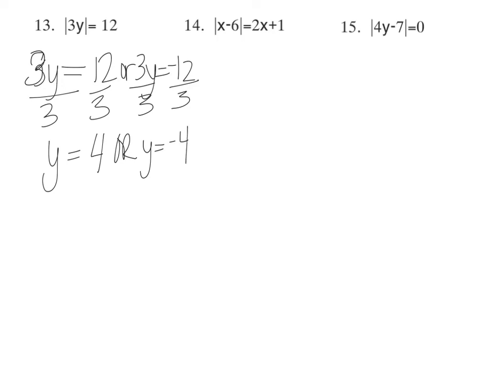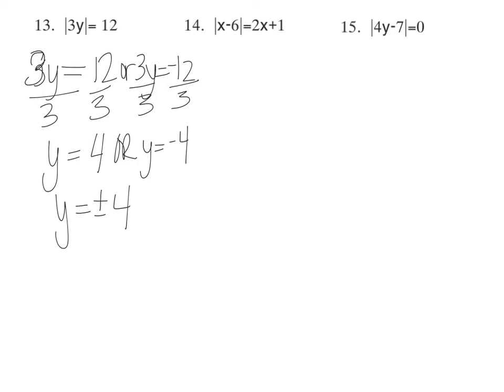Very rarely does your problem turn out to be 4 and negative 4. The other way you could write this is plus or minus 4. It doesn't come out like that when you're adding or subtracting to the number inside the absolute value. So number 14 looks at an equation that has variables on both sides, but one side has the absolute value.